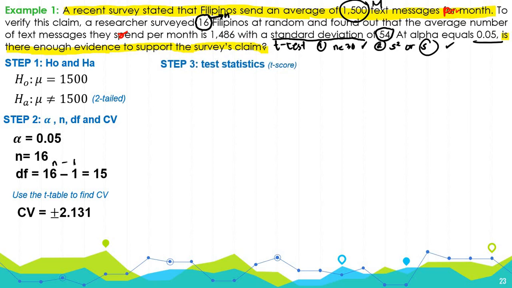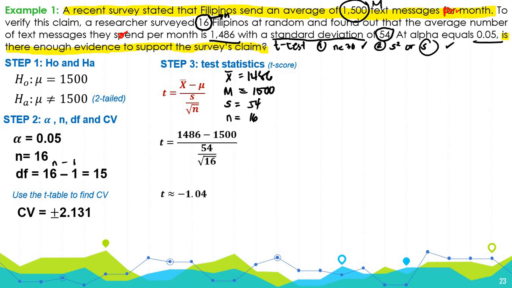Moving on to step 3, we're simply going to solve for the test statistic or the t-score using this formula. So we need to identify this information so that we can solve this accurately. The sample mean here is given as 1,486. This is the mean describing the sample size, which is 16. For the mu, it is stated in step 1, and our value for the mean or mu is 1,500. Sample standard deviation is also given as 54. And lastly, our n here is the sample size, which is 16. After that, we are just simply going to plug in the values, then simplify. Therefore, the test statistic is t approximately equal to negative 1.04.